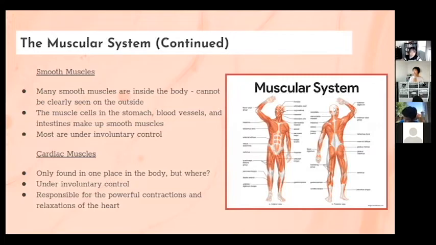Meanwhile, we also have the cardiac muscles, and these are only found in one place in the body. I would like to give a hint to where that one place is. Because cardiac, if we break that word apart, the front of it sounds like cardio, and cardio is the Greek word for heart. So, as you guys now know, cardiac muscles are the muscles found in your heart. Your heart muscles are responsible for the powerful contractions and relaxations of the heart.